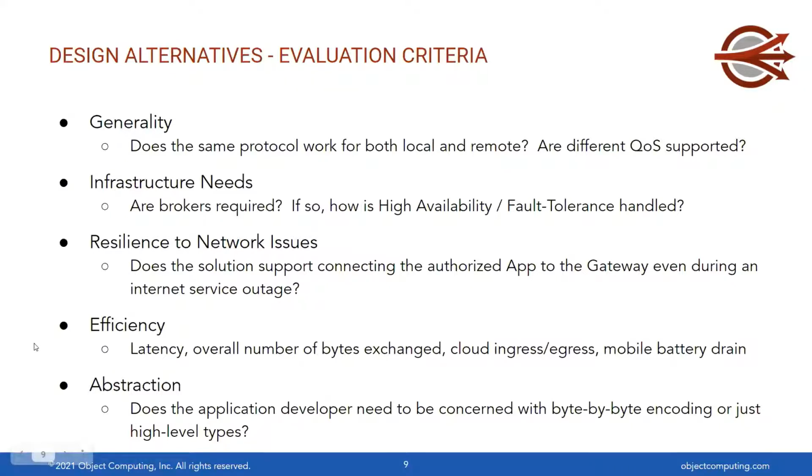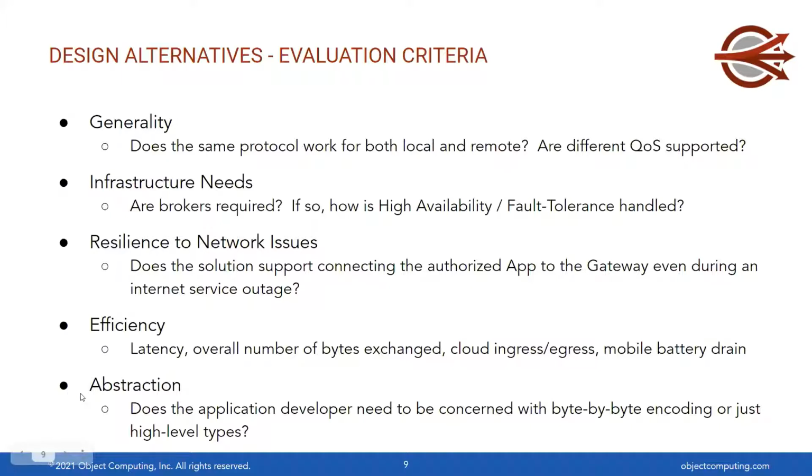Also, we're thinking about efficiency, right? We have that notion of the latency, right? How quickly are commands issued by an app on a mobile device reflected in the real world, and the other way around, right? How quickly are things that are sensed or input into the system from the real world reflected into the application. We can also measure efficiency in terms of the overall number of bytes that were exchanged, the cloud ingress and egress, which might correspond to cost depending on which cloud system you're using and how that's set up. Or we could look at efficiency in terms of the impact on the usage of the mobile battery.